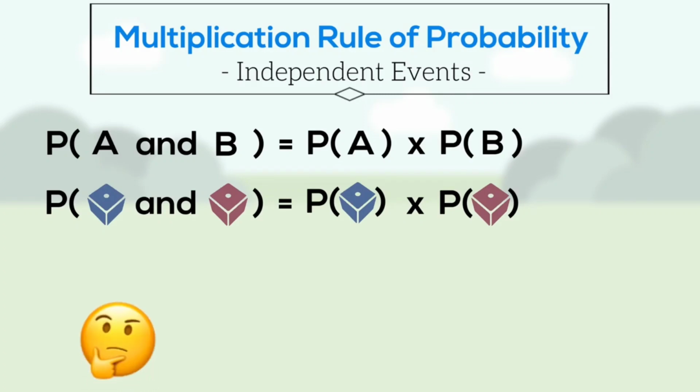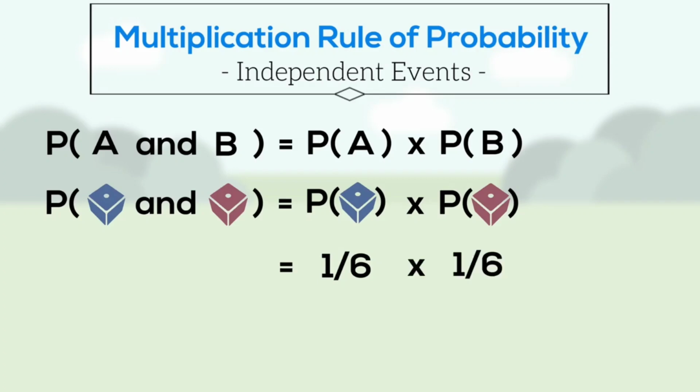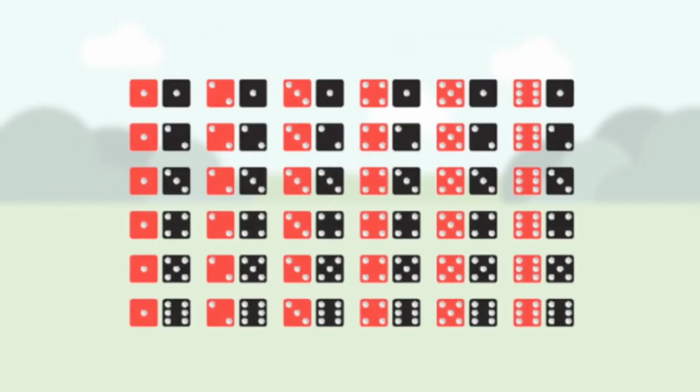The probability of rolling a 1 on a die is 1 out of 6, so the probability of rolling a 1 on both dice is 1/6 times 1/6, or 1 out of 36. Across all 36 possible rolls of 2 dice, one of them is snake eyes. Let's look at a second example.